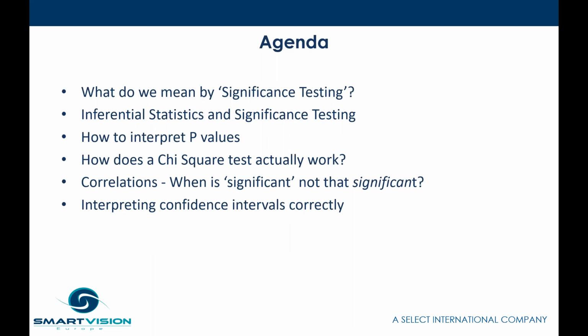And then we're going to look at 3 examples. Let's look at the chi-square test. How does that actually work? Correlations, I'm going to dive into that, and then finally end up looking at interpreting confidence intervals correctly, because a lot of these are just commonly misinterpreted types of output, but they're very, very popular procedures that have been run, not just these days, but for the past 10, 20, 30 years.